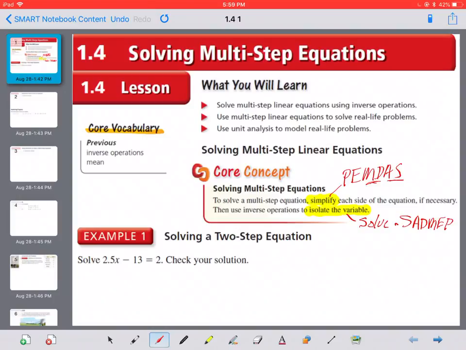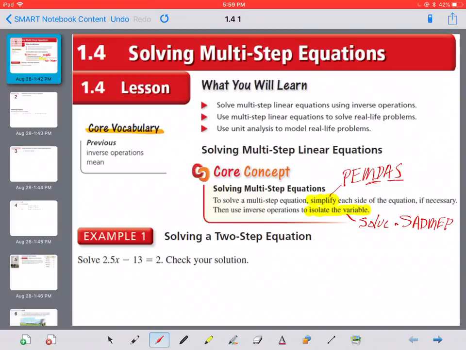Now, it does say if necessary on the simplification, because sometimes it is not necessary to do a distribution. Sometimes you can just divide that away, and we'll see that as we go. But multi-step just means it takes more than one move to get a variable by itself.